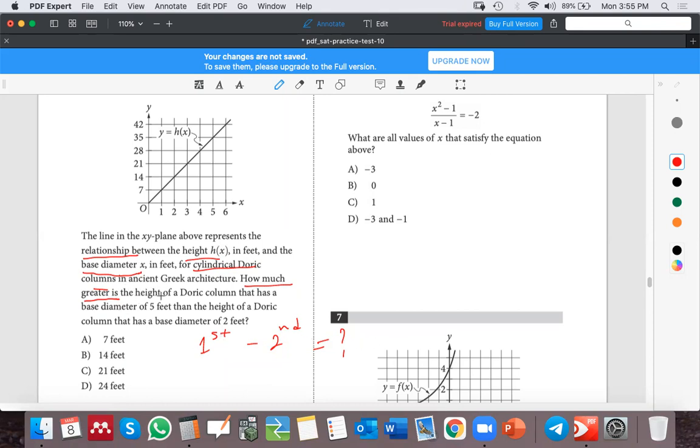So how much greater is the height of the Doric column that has the base diameter 5? When x is 5, what is y? Let's go here. What is this? 35. So 35 minus the height when the base is 2. When the base is 2, what is that? 14. So this is the question: 35, how much more than 14? So it is 21. That's the answer. You see now, simple, not difficult.